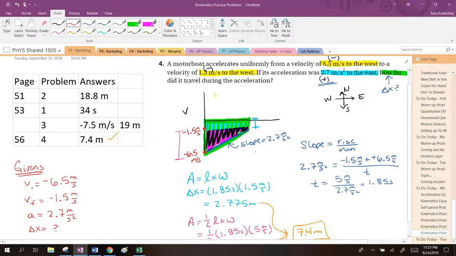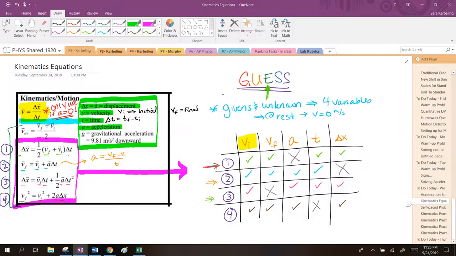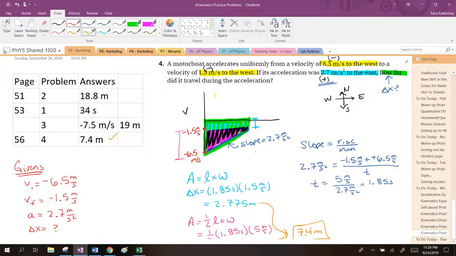So I've got 4 things. I've got 3 givens and 1 unknown. The thing that I'm missing this time, if you look at the list of givens, the thing I don't know or care about, is time. So we're going to look for something without time now. And if we look for something without time, it happens to be this last equation, number 4. So that's Vf squared is equal to Vi squared plus 2a delta x. So let's go ahead and use that one.